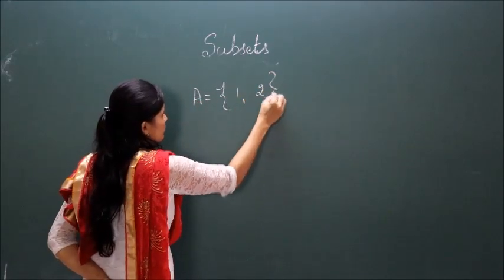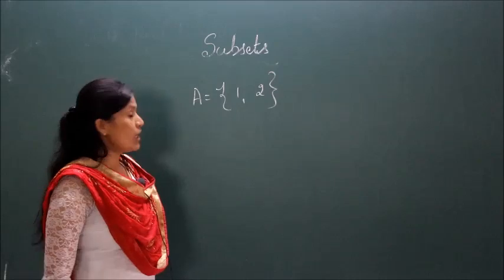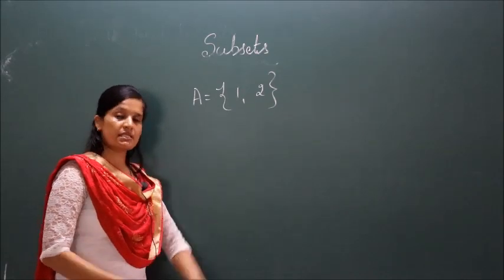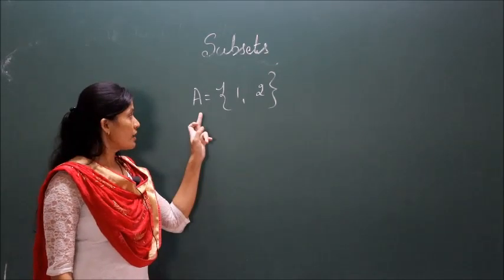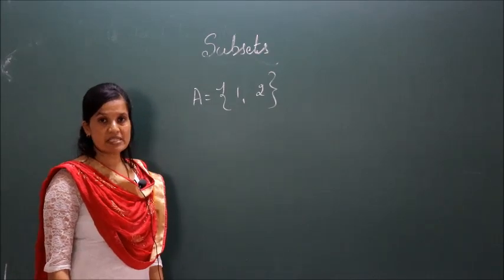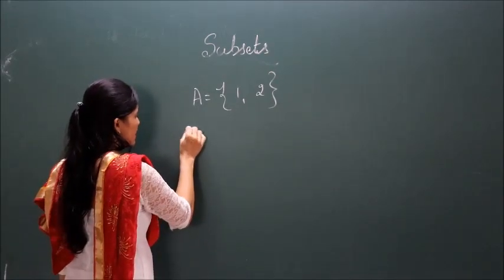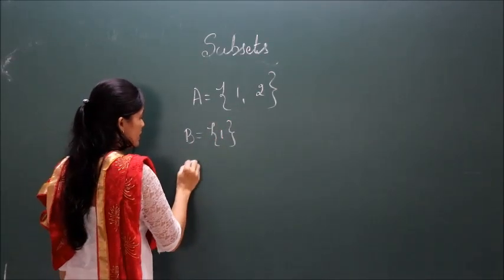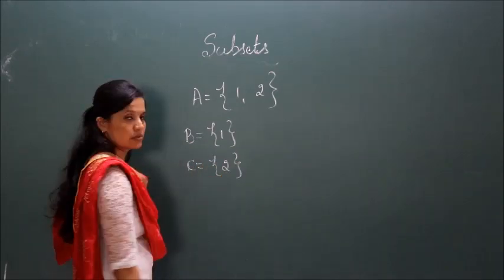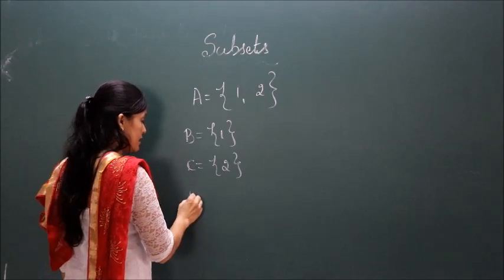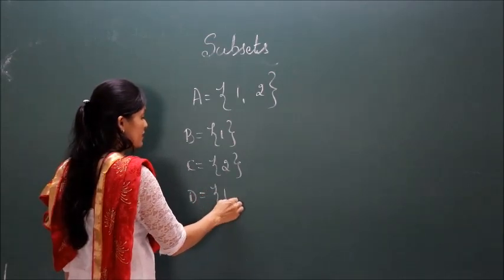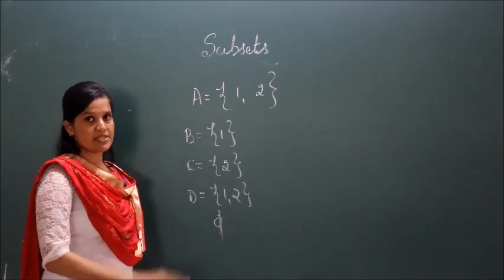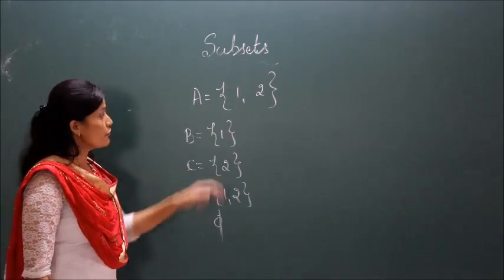So consider a set A which has two elements, 1 and 2. What are the possible subsets it can have? See here, the subsets I can write as the set {1}, then another set {2}, and the set itself is the subset, isn't it? I already said, set itself is a subset, and another set, the null set, that is also a subset. So these are the possible subsets for a given set, isn't it?